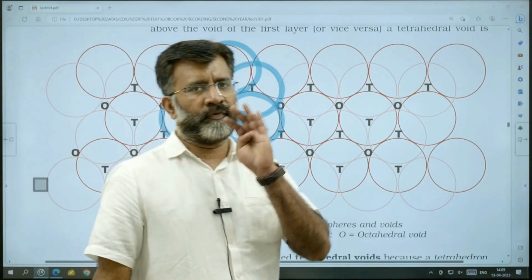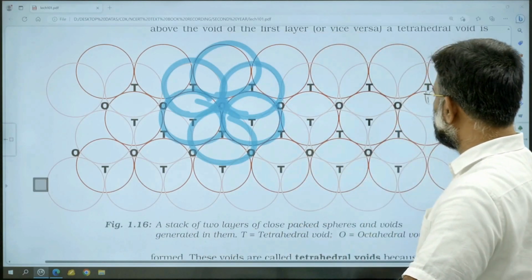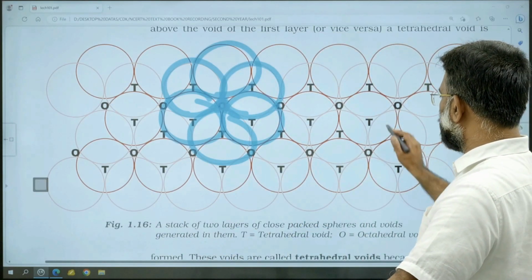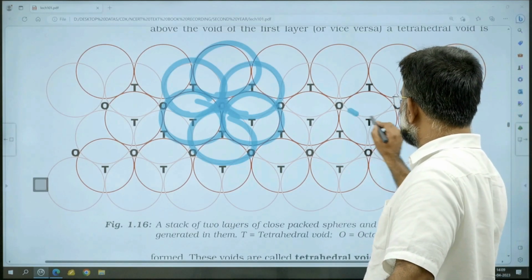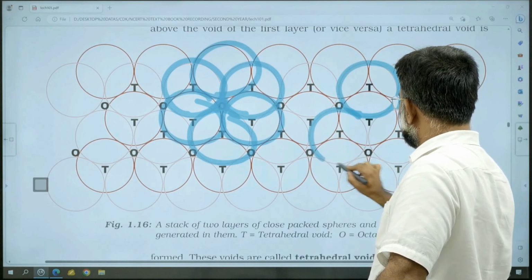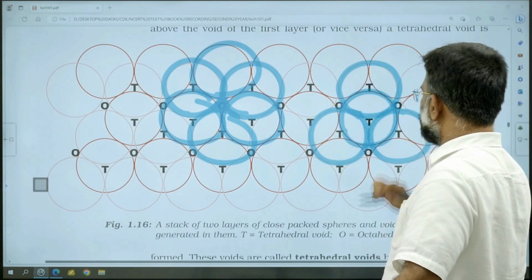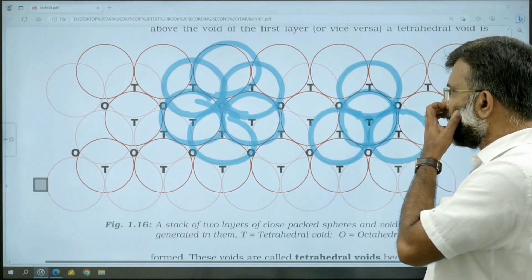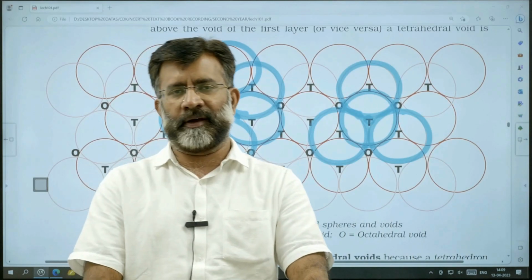While between four particles, you can find a tetrahedral void. What are the four particles? You see this, 1, 2, 3 and 4. Between four particles, you will find a tetrahedral void. Between six particles, you will find an octahedral void.